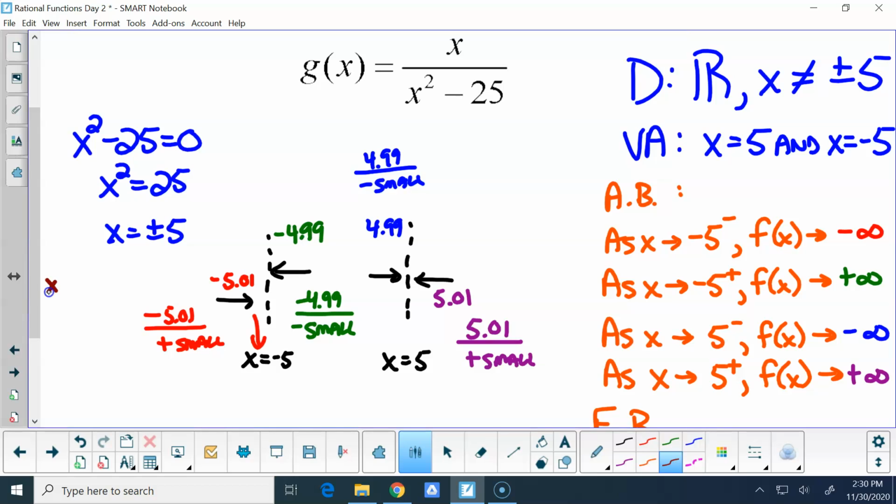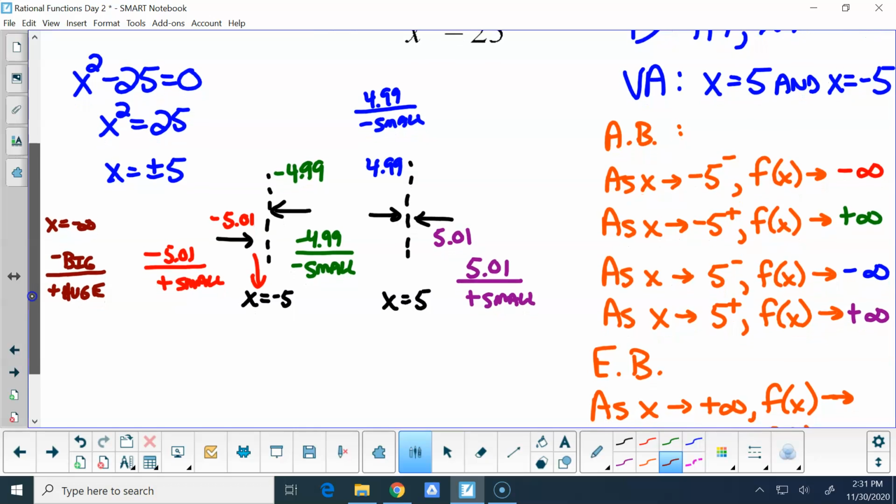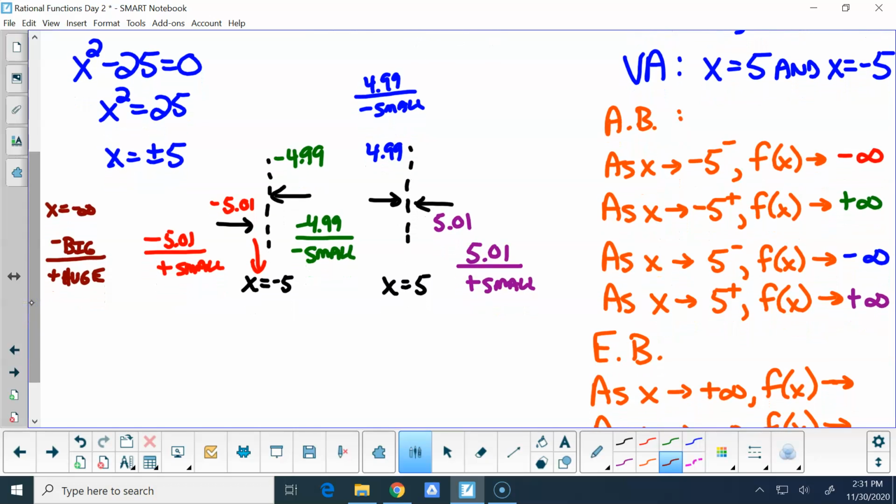So way over here at x equals negative infinity, I would have a negative big number on top, and I would divide that by an even larger positive huge number, because I'd have to square that big number, which is going to make it huge. So a big number, yes, it's still getting big up there, but it's getting bigger on the bottom more rapidly. So negative divided by positive, that's going to go to 0, but it's going to go to 0 from below because it's a negative number.